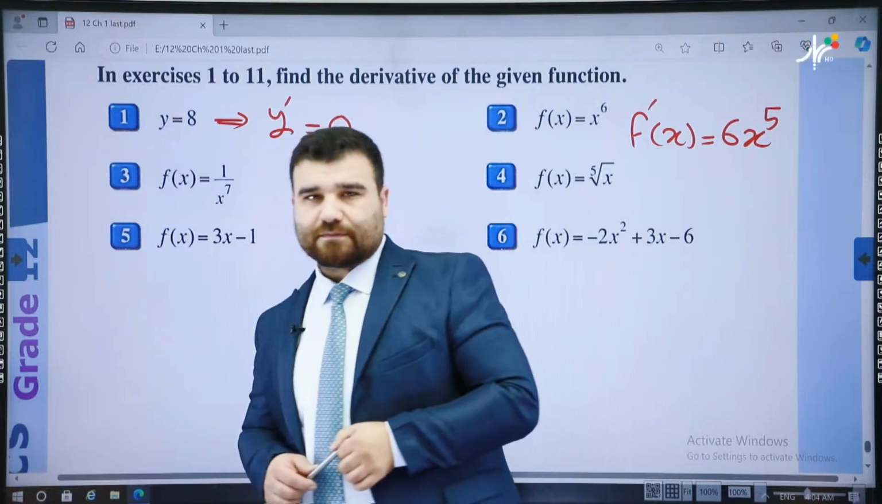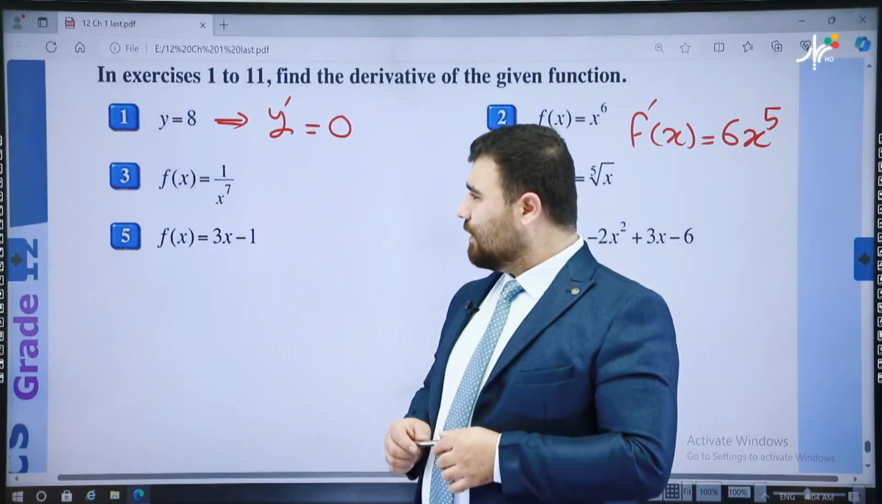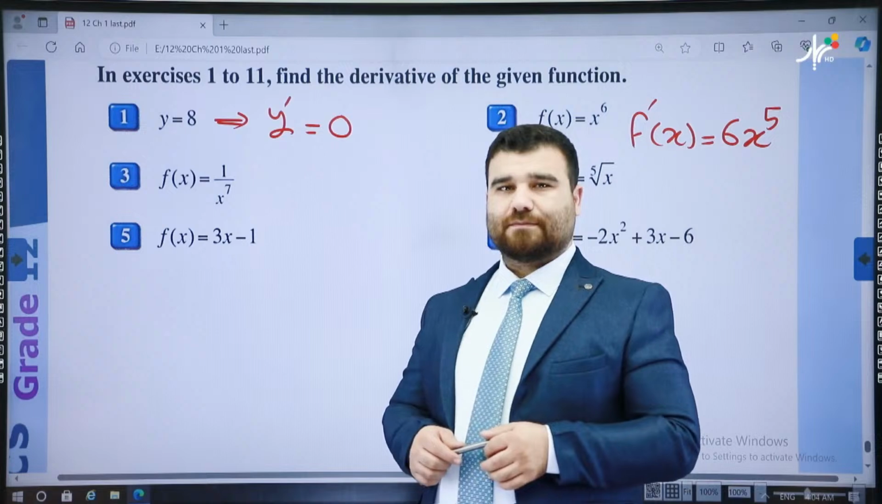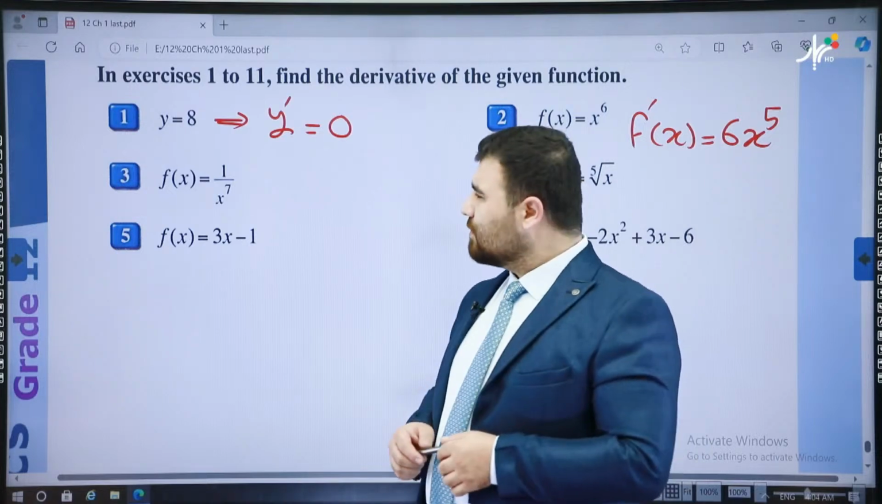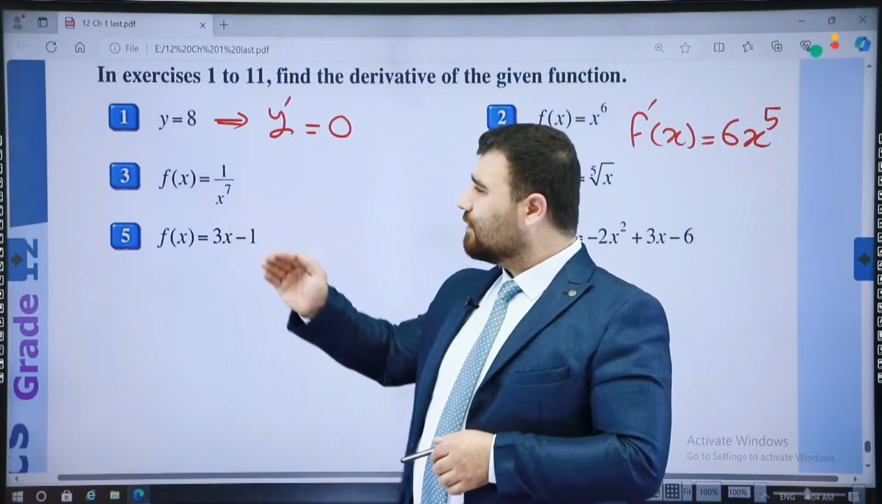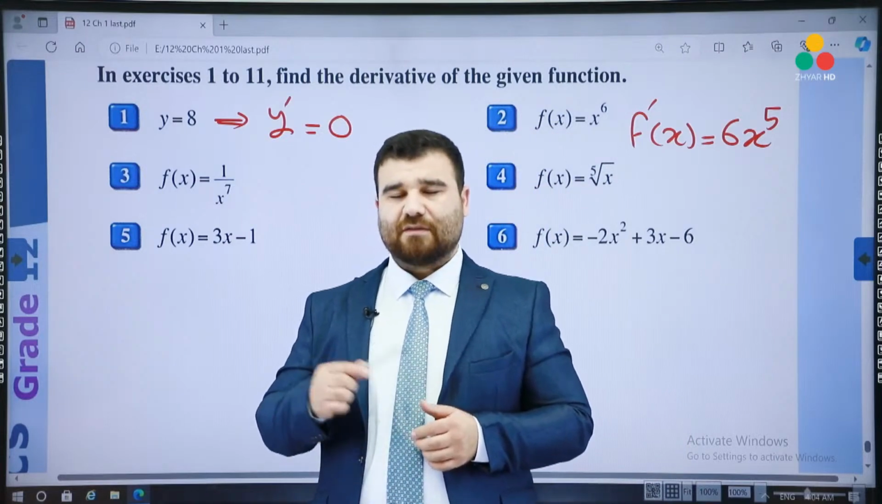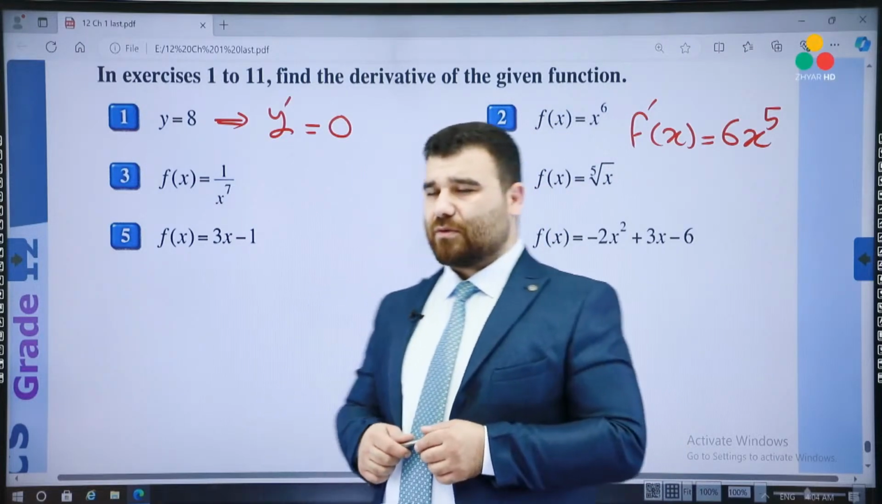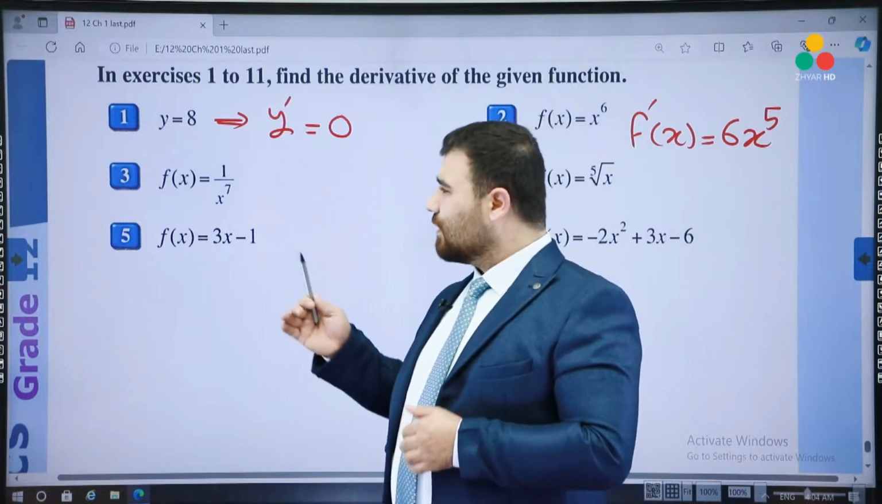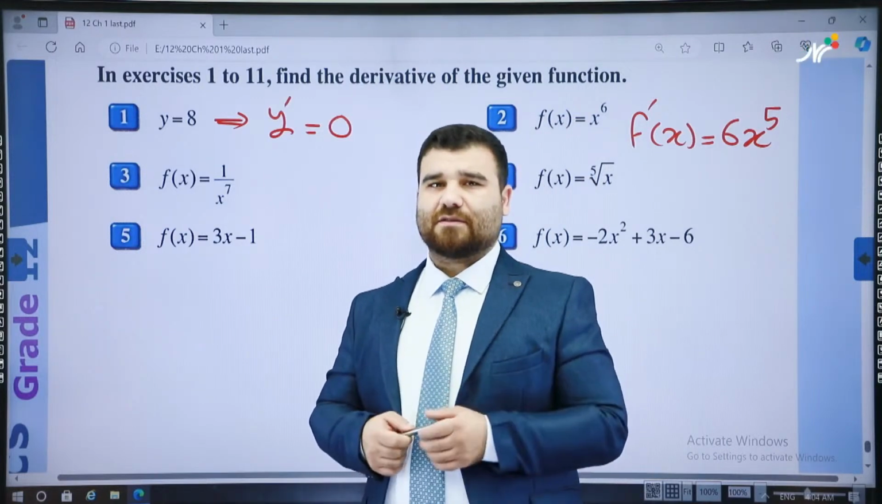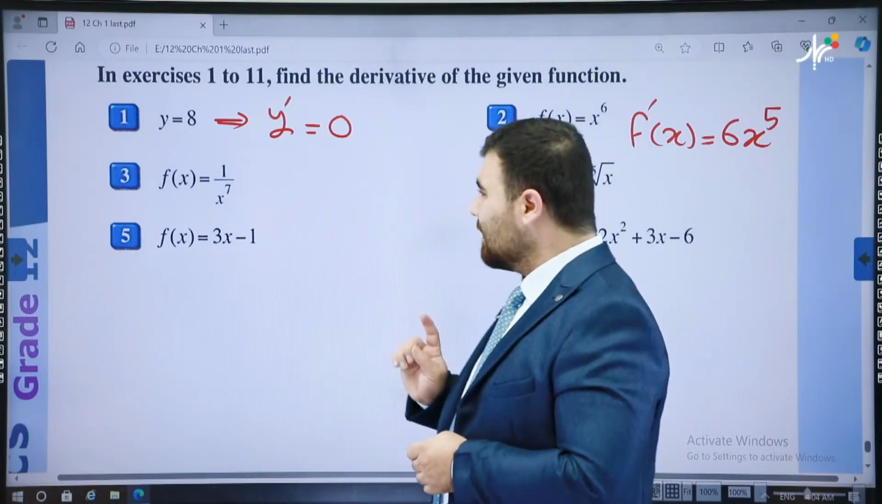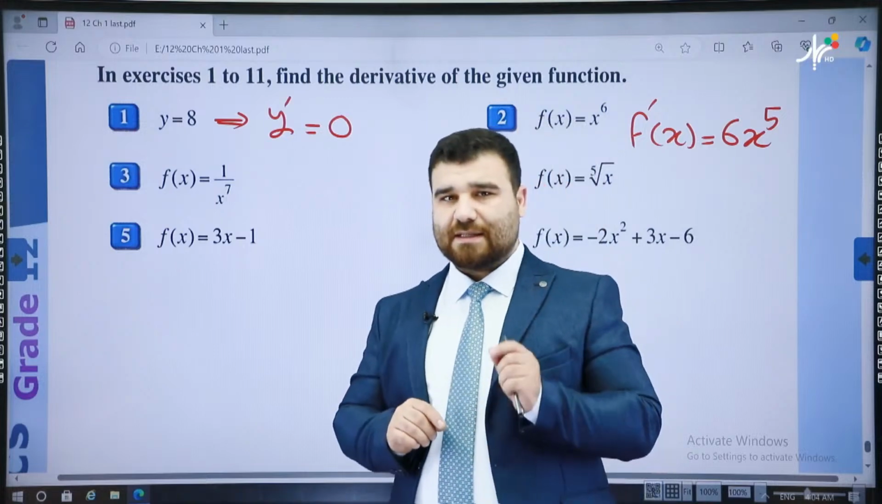Question 3. f of x equal to 1 over x power 7. Most of you, when you see this, want to directly use the quotient rule, the fraction rule. The fraction rule makes this long, and there is a high chance of making a mistake. There is an idea, okay? It's not a rule, it's an idea.